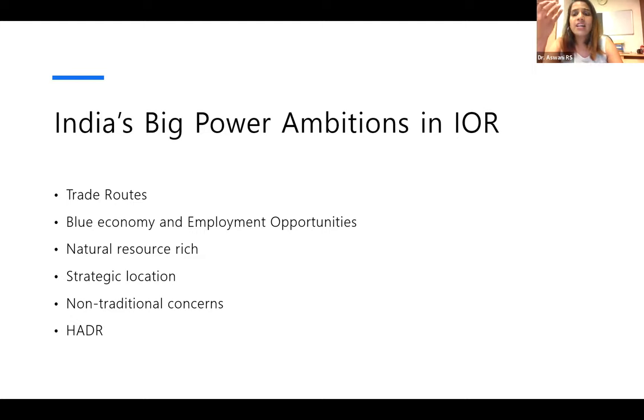So this area is strategically very, very important because there's a strong security dimension to India's engagement with the Indian Ocean, beyond all the traditional naval considerations of having a navy, having a coast guard. Beyond all those considerations, there is a strong security dimension that India has created towards engaging with the Indian Ocean.